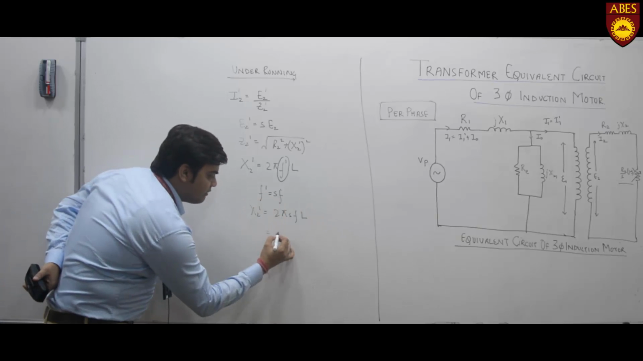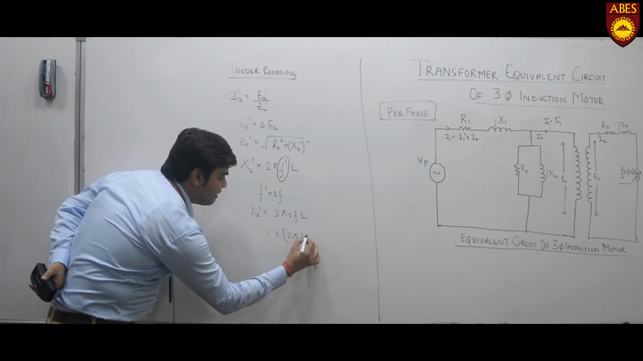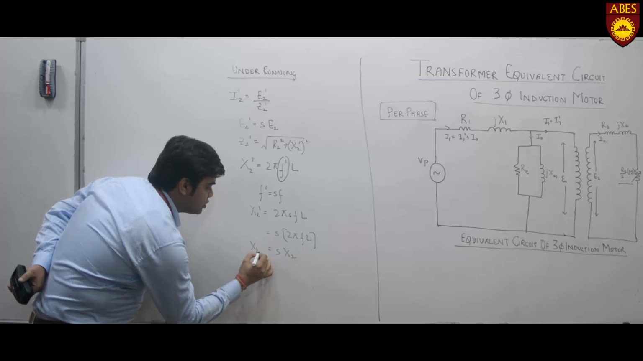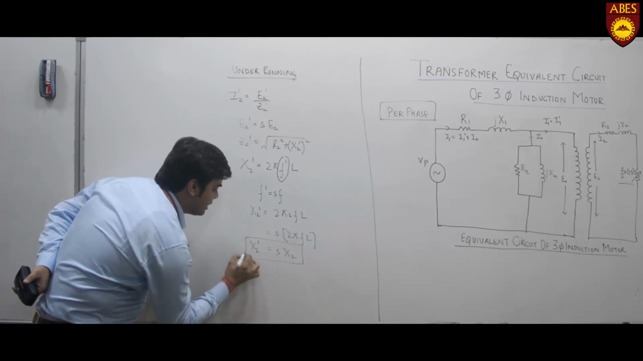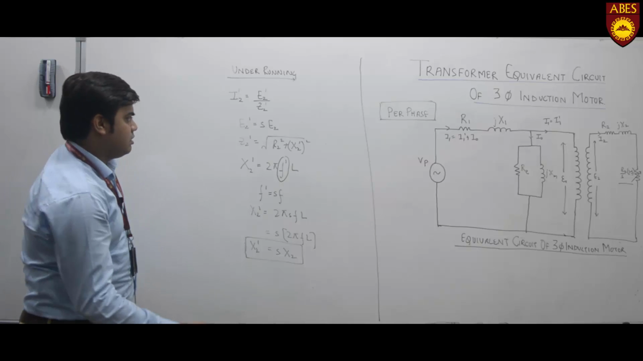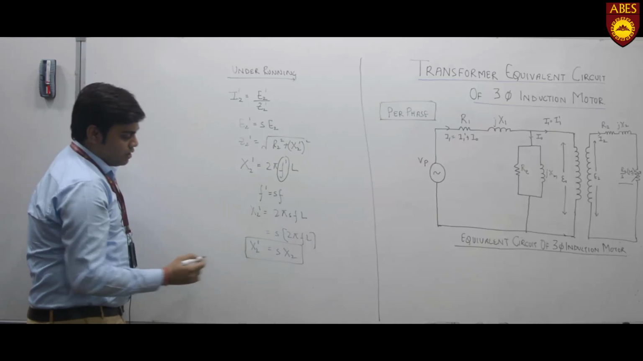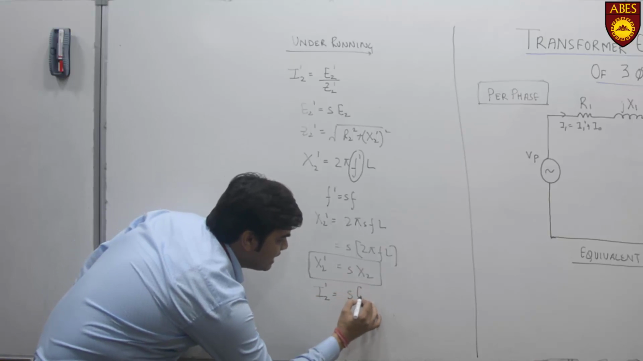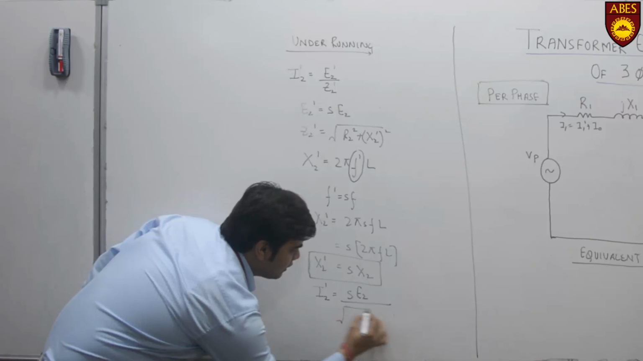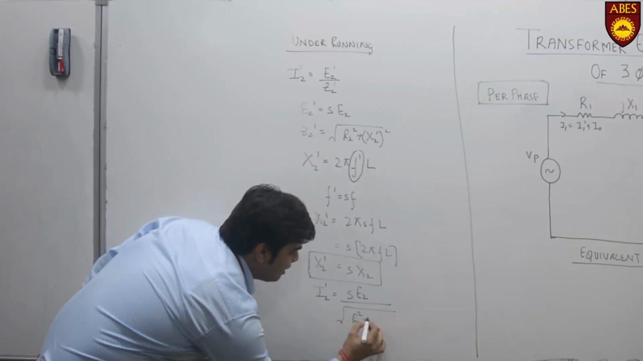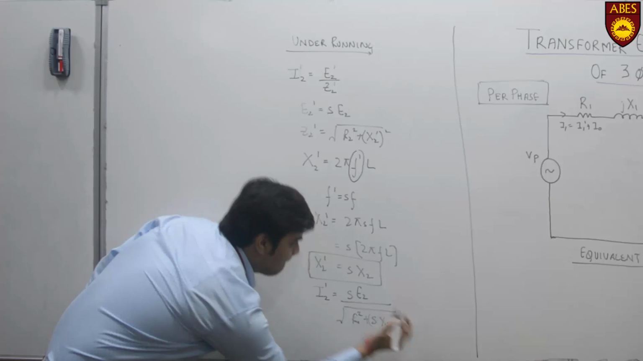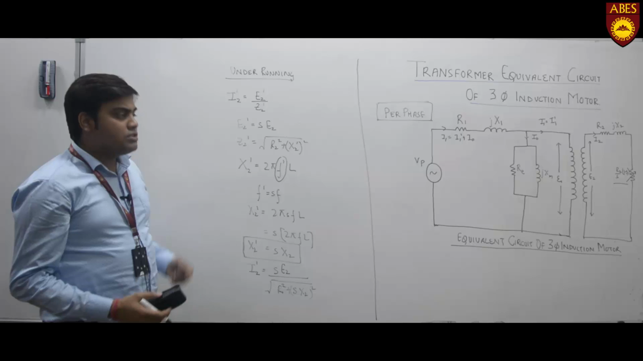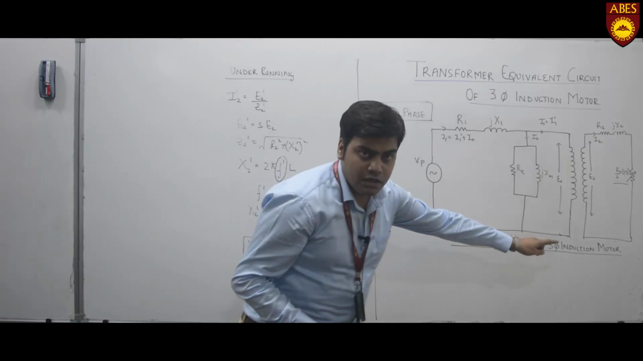Now if I take S common in SFL, this is 2 pi FL, and this is equal to the previous X2. So X2 dash is now S into X2, which means the new equation becomes I2 dash is equal to S into E2 upon the square root of R2 square plus (S into X2) square. Till now, it is simple working. Now comes the equivalent model. How will it be equivalent? Let's see this.